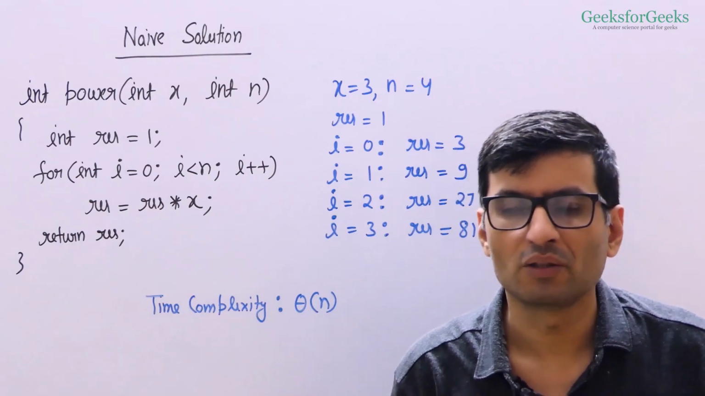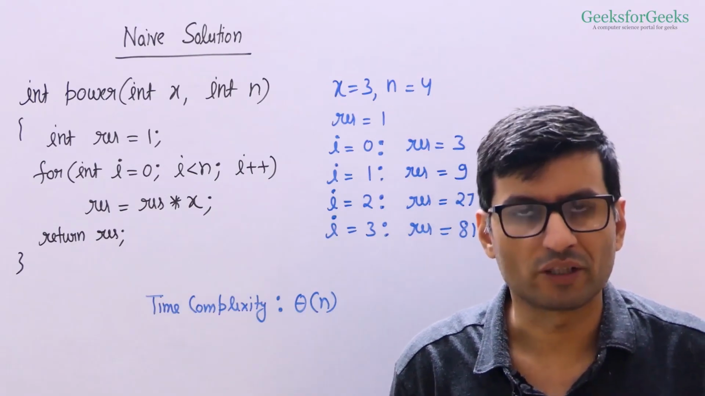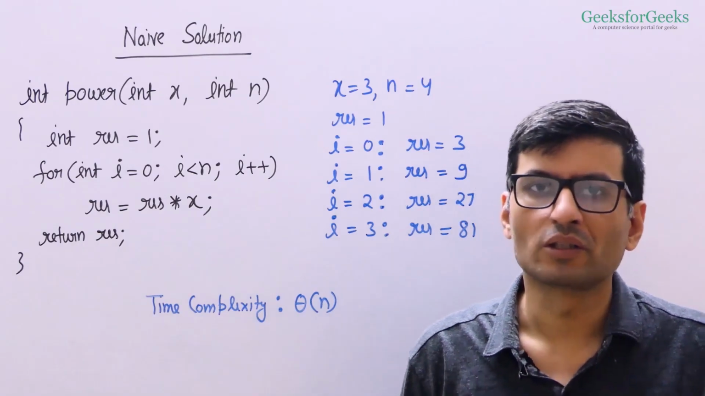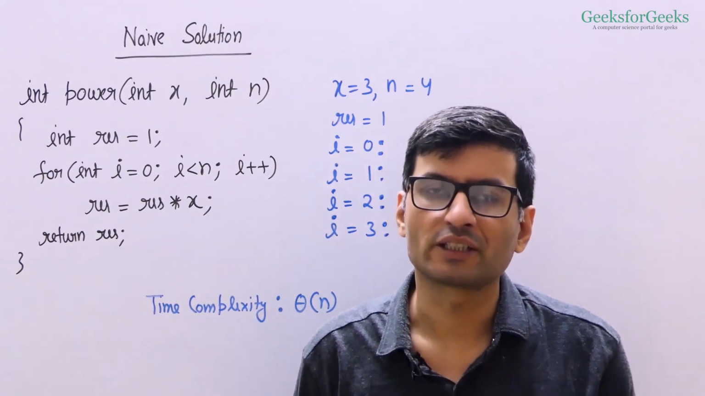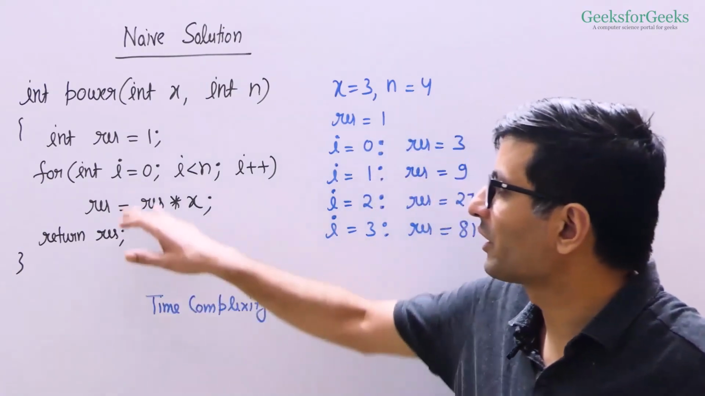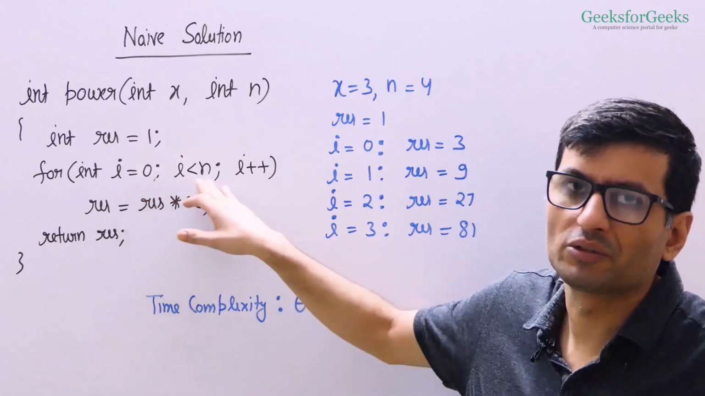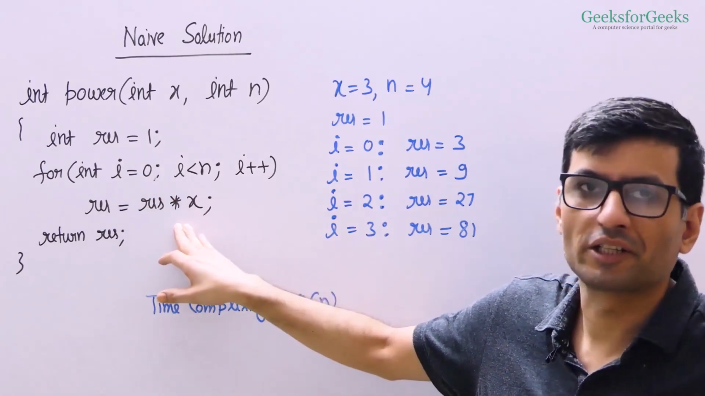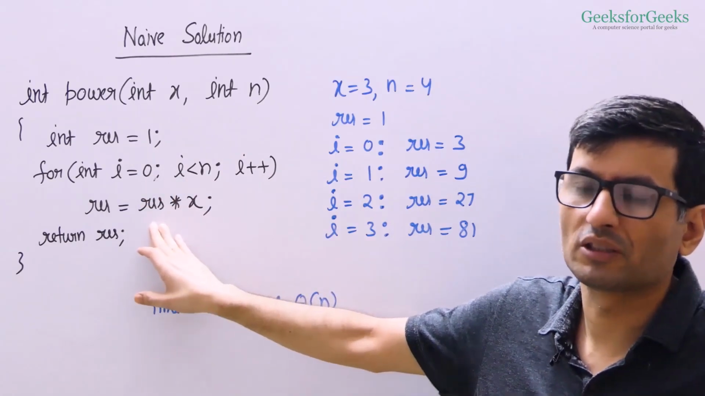The idea is simple. We initialize our result as 1. We run a loop to multiply the result with x n times. So we run a loop that runs n times, i equal to 0 to n minus 1, and in every iteration we simply multiply x with the result.